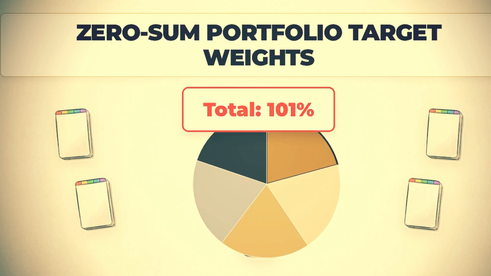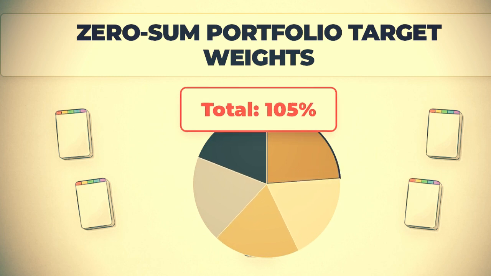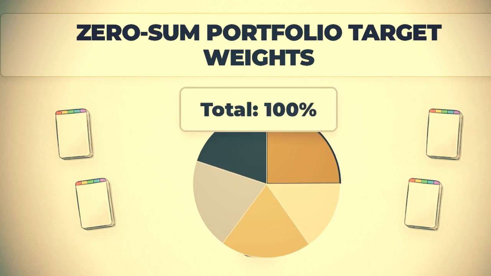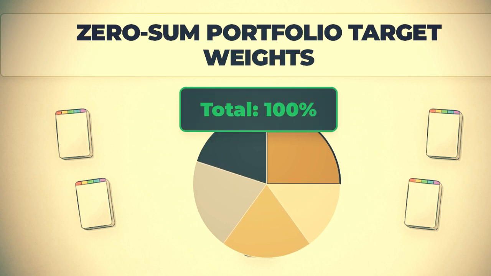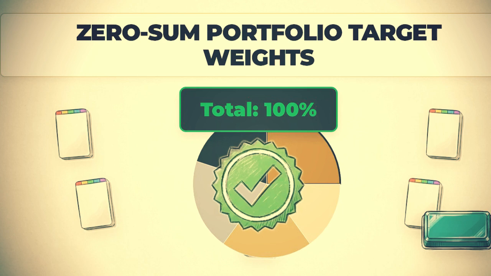Because of the zero-sum constraint, if you want more of one stock and increase its weight to 25%, you must reduce another down to 15% to maintain that 100% total. Check the counter at the top of the screen. Once it confirms your balance is locked at exactly 100%, save the pie.